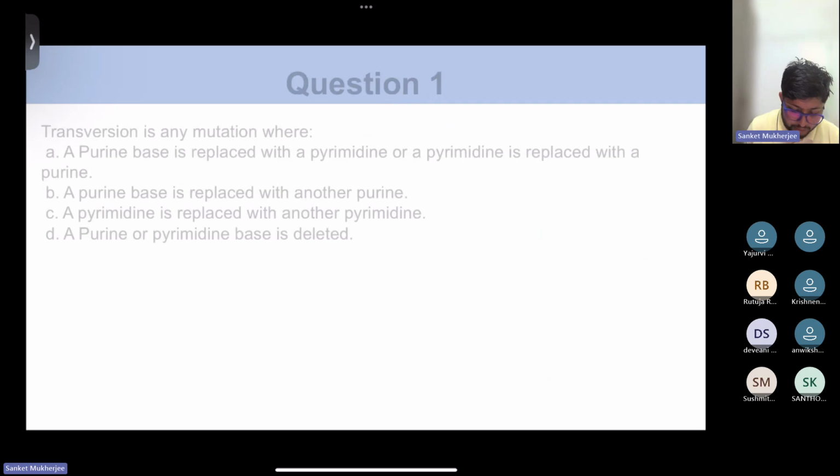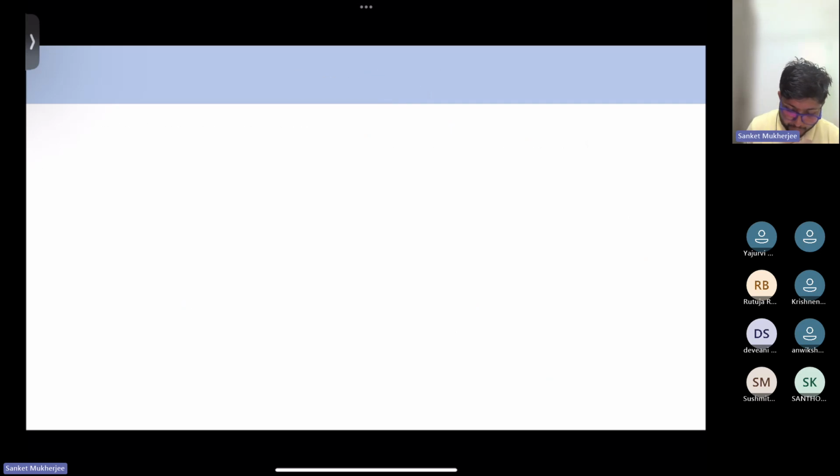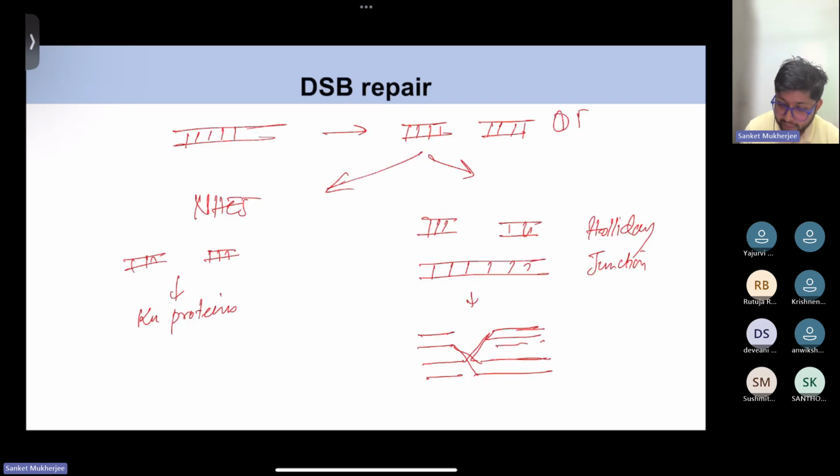Based on these repair pathways, there are various diseases which could happen. One being Fanconi anemia, then xeroderma pigmentosum. You can read about which particular pathway is involved behind these diseases: Cockayne syndrome and trichothiodystrophy.